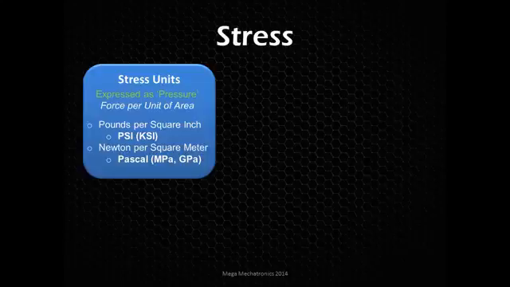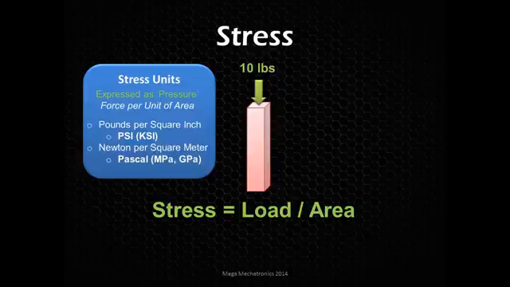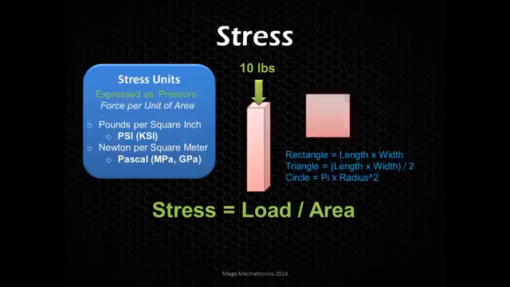So let's say we have this material here, this column, and we apply 10 pounds to it. So let's figure out the stress. So stress is the load of 10 pounds, we know that, divided by the area. We're going to have to calculate the area. So here's some of the formulas. This is going to be a square rectangle, same thing, length times width. You see the triangle and the circle there.